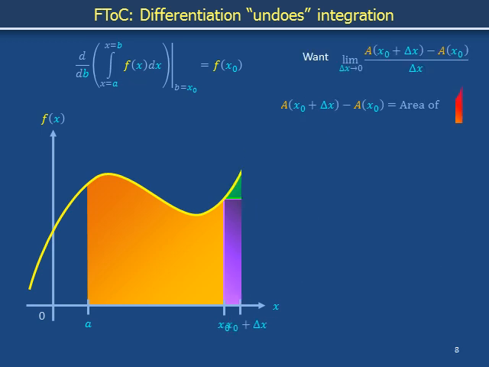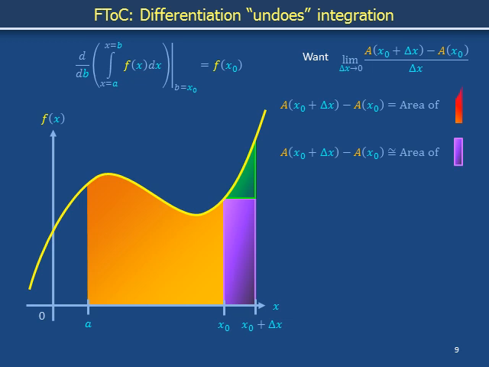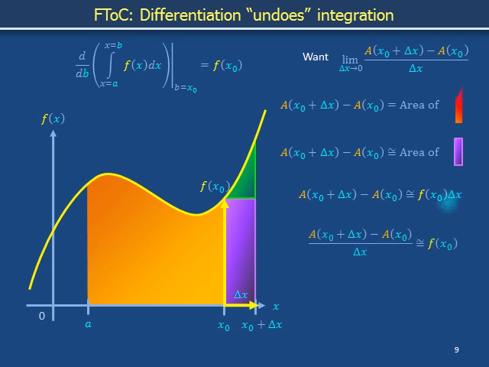As we shrink delta x, the purple rectangle and green wedge both get smaller in width. However, the green wedge also gets smaller in height. The area of the green wedge is doubly small and becomes an arbitrarily tiny, and thus arbitrarily negligible, fraction of the total area of the purple rectangle and green wedge combined. The area of the red sliver is thus approximated by the area of the purple rectangle, which has height f of x naught and width delta x. In other words, it has area f of x naught times delta x. Divide both sides by delta x.